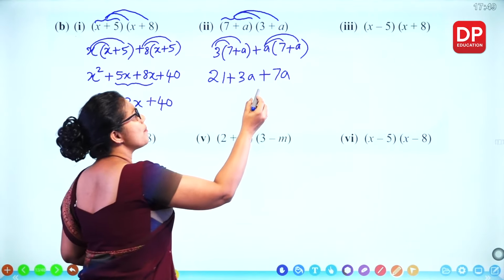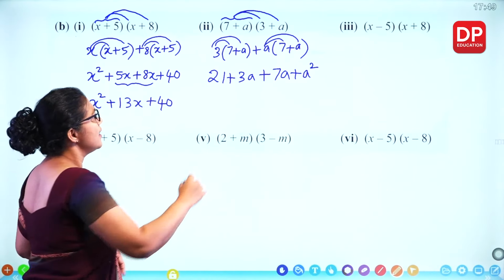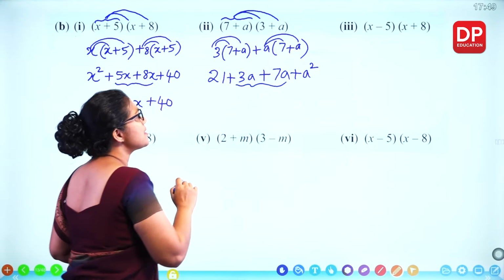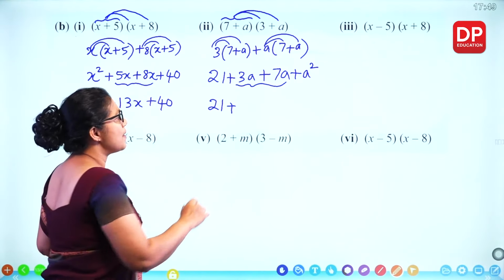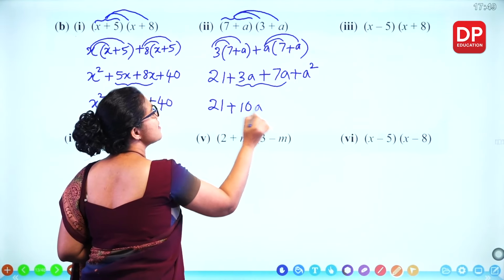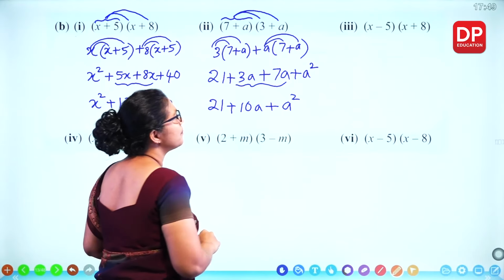Here plus a into plus a becomes a square. So when you simplify, you can see these two are like terms. You will end up with 21. 3 plus 7 becomes 10. So this is a term. So 10a plus a square.